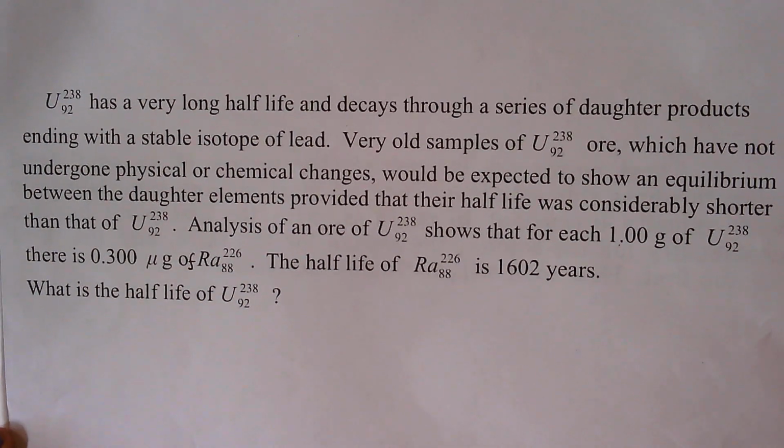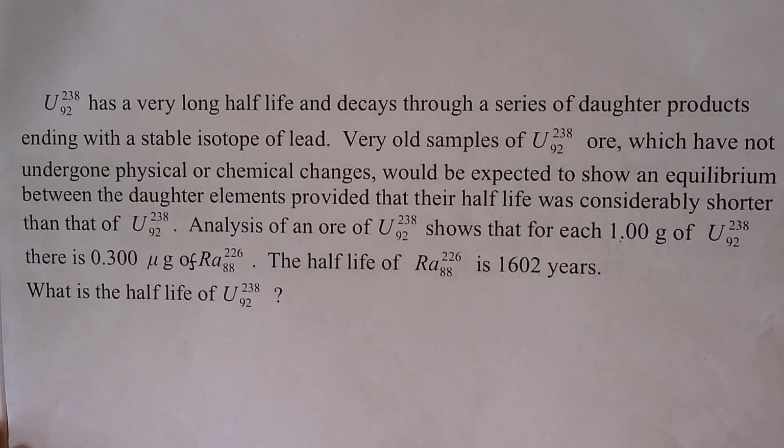Uranium-238 has a very long half-life and decays through a series of daughter products, ending with a stable isotope of lead. Very old samples of uranium ore, which have not undergone physical or chemical changes, would be expected to show an equilibrium between the daughter elements, provided that their half-life was considerably shorter than that of uranium.